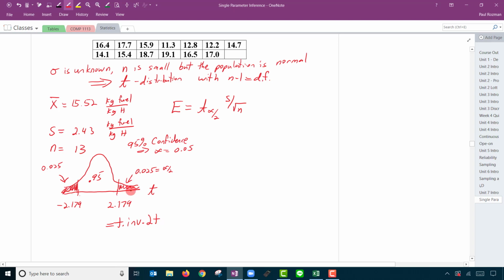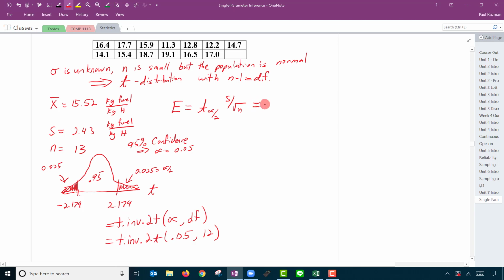So you have an upper tail and a lower tail. And in this case, we don't have to even cut alpha in half. You can just put alpha in there. And then your degrees of freedom. So we'd put t.inv.2t, 0.05 and 12. And it should give us this 2.179.